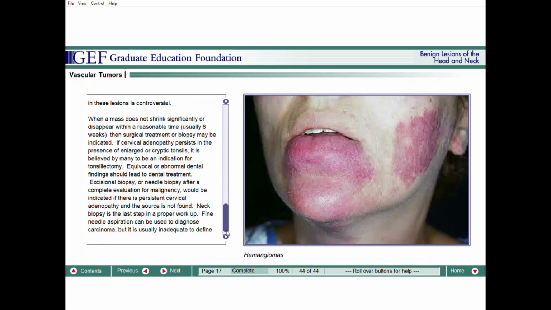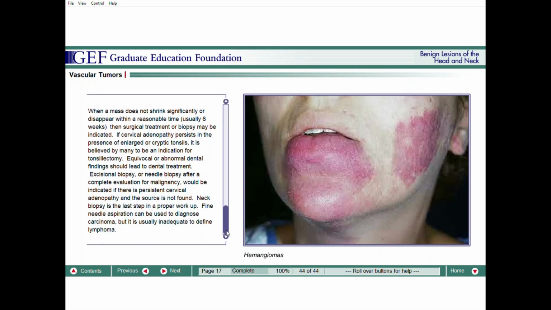When a mass does not shrink significantly or disappear within a reasonable time, usually 6 weeks, then surgical treatment or biopsy may be indicated. If cervical adenopathy persists in the presence of enlarged or cryptic tonsils, it is believed by many to be an indication for tonsillectomy. Equivocal or abnormal dental findings should lead to dental treatment.